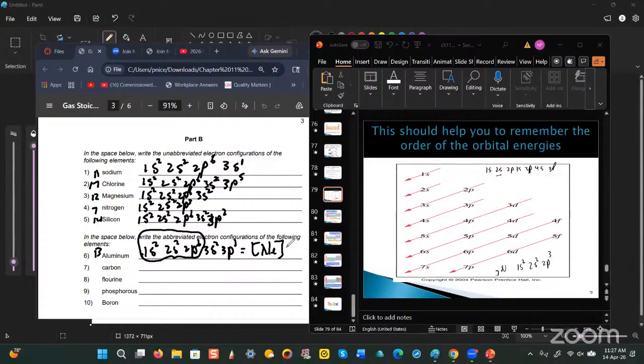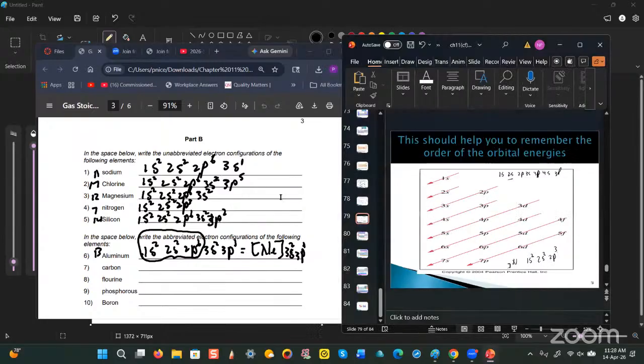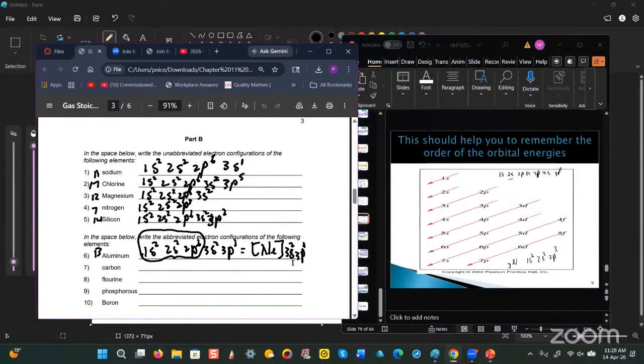and then 3s2, 3p1. And that's it. That's how you get the abbreviated electron configuration of aluminum. All right. Okay, any question about that one? Any question? Okay, what would you say about carbon?